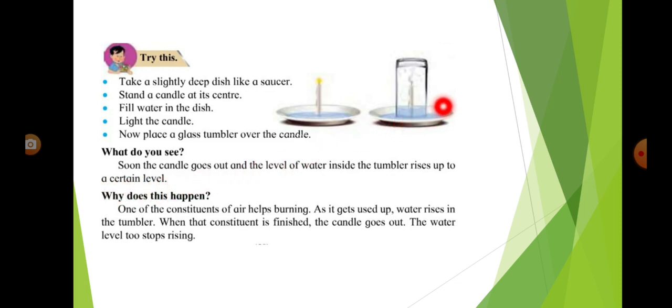Here you can see the candle goes off and the level of the water rises inside the tumbler up to a certain level. Why does this happen? One of the constituents of air helps burning. As it gets used up, water rises in the tumbler. When that constituent is finished, the candle goes out. The water level too stops rising.